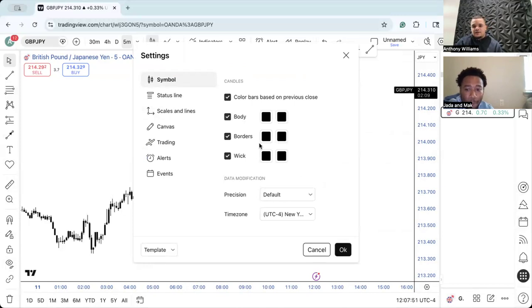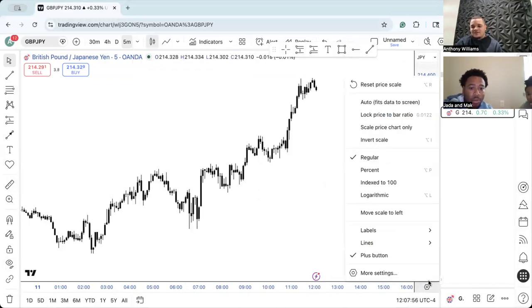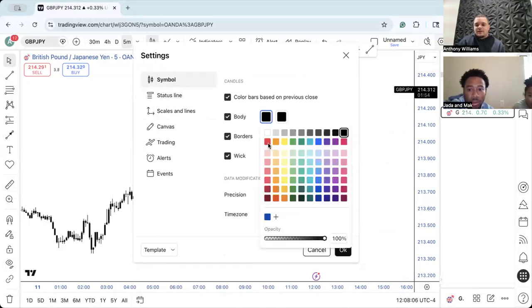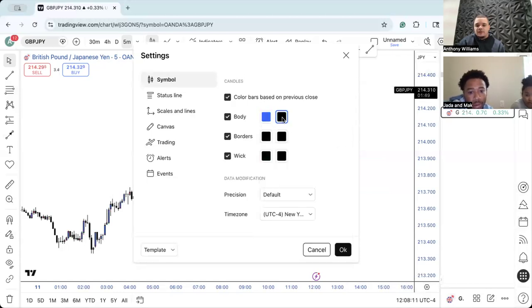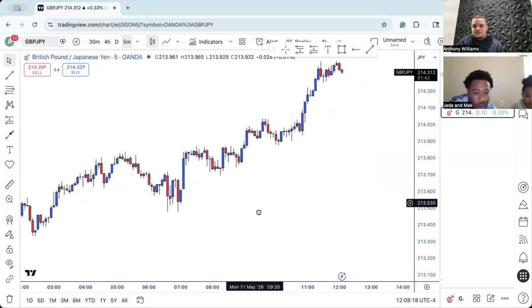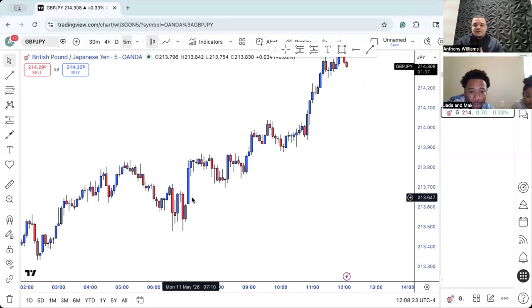If you want to black out your candles like mine, I come over here to this little box and I go to more settings. I go to the symbols, bodies, that's basically just the candles, and mine are all blacked out. You could have them blue for buys and red for sales, so you could switch up the colors to see which one buys, which one sells.